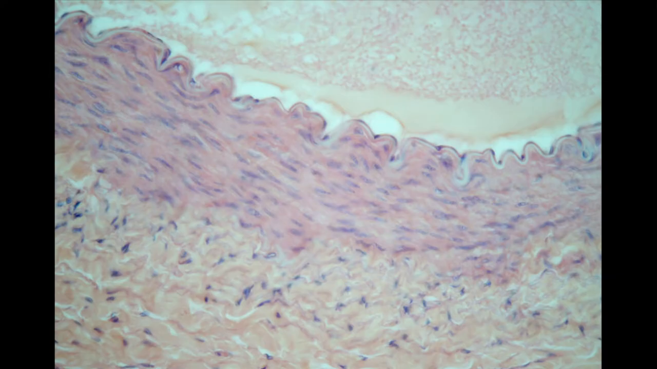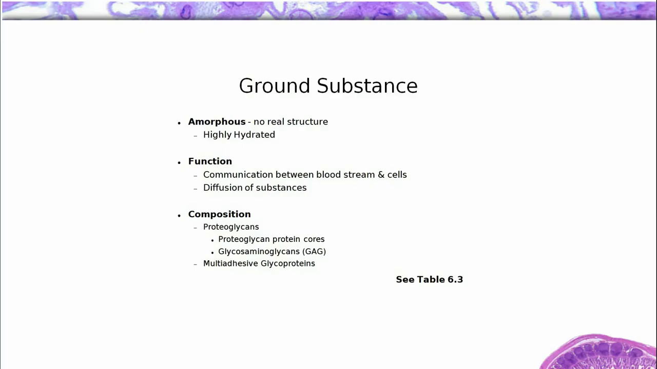In many cases, it's just individual fibers, individual strands. In blood vessels, it's an actual sheet, a continuous sheet of elastic fibers. And you can actually see it here because it is not stained. Everything else around it is stained, but you can see a wavy band underneath the endothelium that is not stained. And you can still see it. Okay, so that was the fibers.